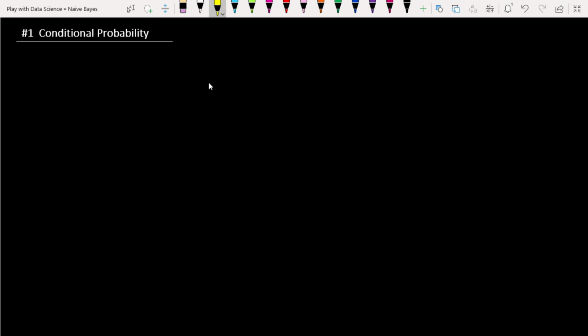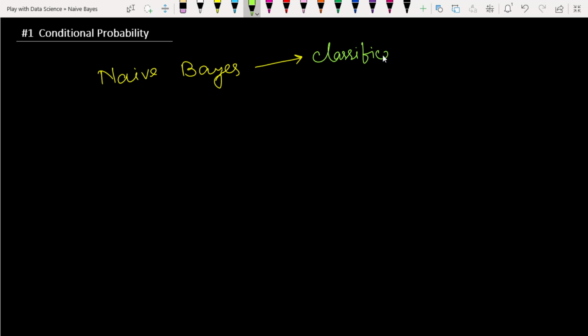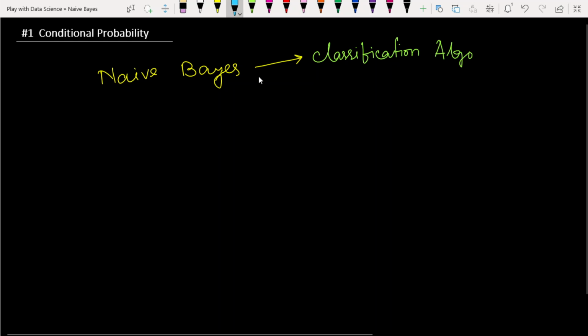So first, let's start. Simple. If you call this the naive-Bayes algorithm, this algorithm is a classification algorithm. As well, it is a probabilistic approach, a probability based algorithm.